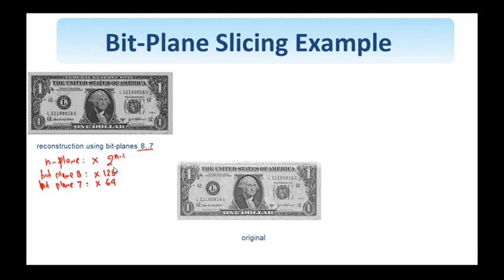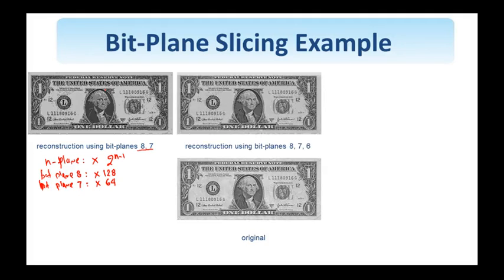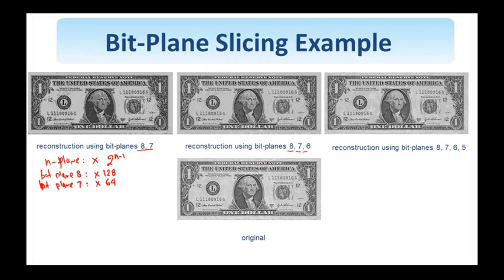Let's compare it actually to the original image. So it's clear that the main features of the original image are restored. However, the reconstructed image looks rather flat, especially in the background, and also there is this false contouring appearance in it. This is not surprising because the 2 planes that were used can only produce 4 different intensity values. So if we add 1 more plane, so now we're using planes 8, 7, and 6, we see that now the reconstructed image looks considerably closer to the original one. And by adding also bit plane 5, we can say that these 2 images are almost indistinguishable.